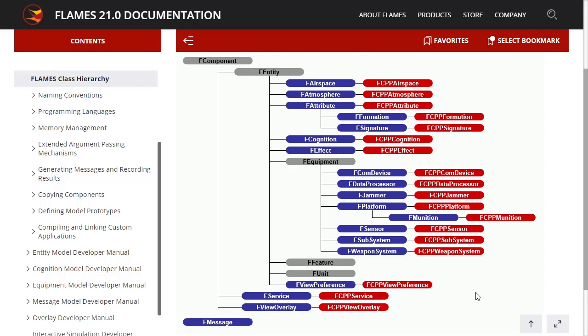So I hope this is helpful. Eventually, there'll be courses on how to write every one of these types of classes. So we won't go into any more detail at this point.